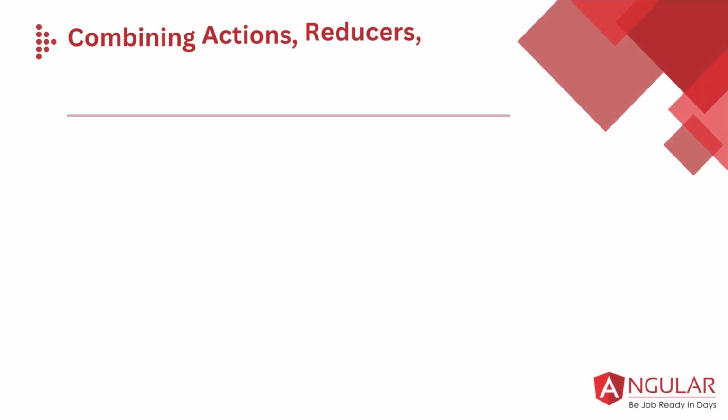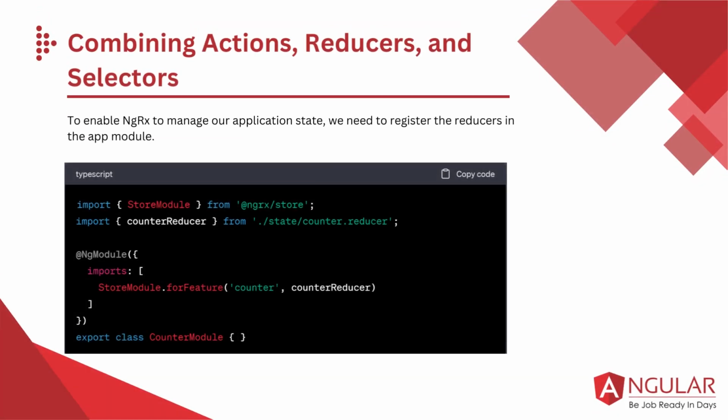4. Combining actions, reducers, and selectors. Once actions, reducers, and selectors are defined, we need to register them in the store to manage the application state effectively. Actions, reducers, and selectors are key elements of the NgRx pattern that allow us to effectively manage application state.